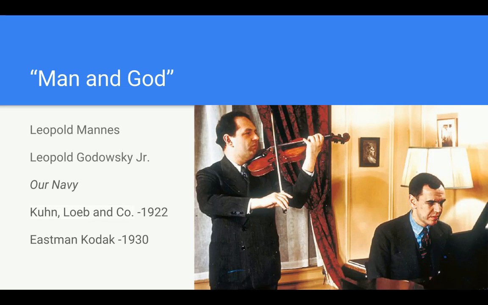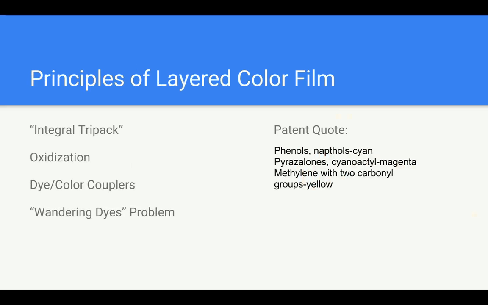By then, Eastman Kodak got wind of their experiments with color and decided to fund them themselves. Since at the time Kodak only had a 2-color process, they wanted Mannes and Godowsky to create a 3-color process. This 3-color process later became known as the integral tri-pack film, where there are 3 different layers of the film with 3 different emulsions sensitive to 3 different areas of light.